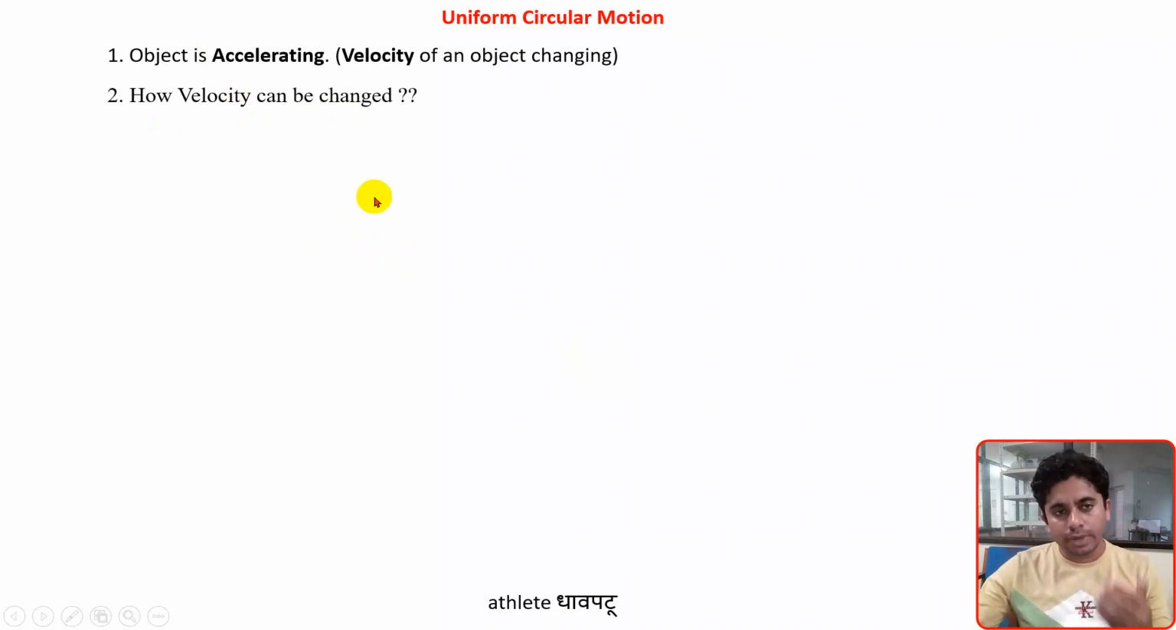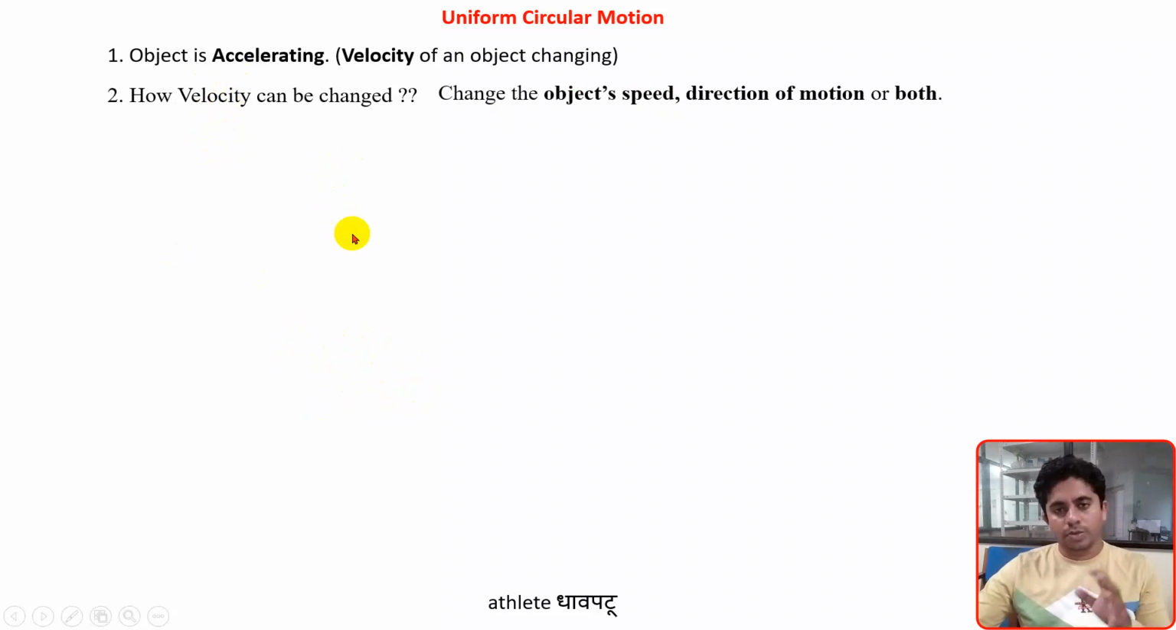What are the possible ways with which I can change the velocity? Keep in mind, velocity and speed are different terms. Velocity has both magnitude and direction, and importance is given to both. But in the case of speed, only magnitude is important. There is no importance to direction. One is a scalar quantity, one is a vector quantity. I am talking about velocity. How can we change the velocity?